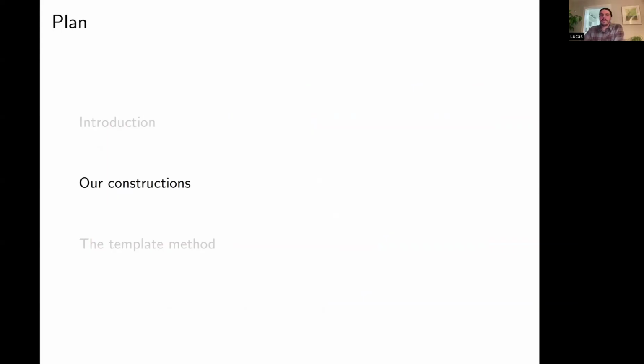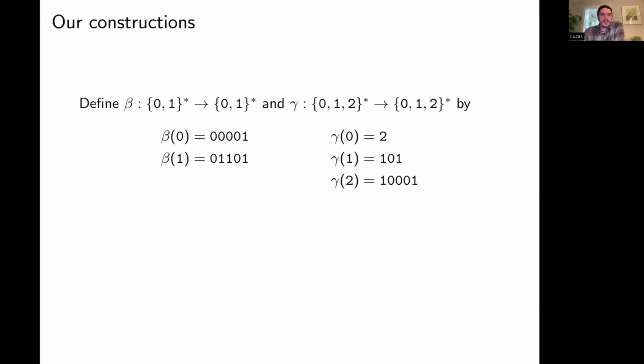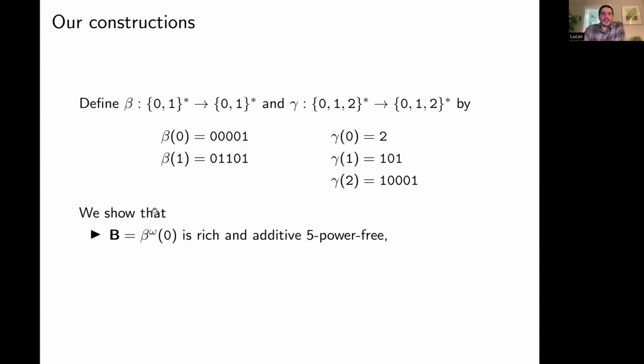So how did we construct such rich words? Well, we did the usual thing and found some morphisms and iterated them. So define beta from 0, 1 to itself by beta 0 is this and beta 1 is this, and define gamma in this way. And we show that the fixed point of beta is rich and additive 5 power free, and that the fixed point of gamma is rich and additive 4 power free.